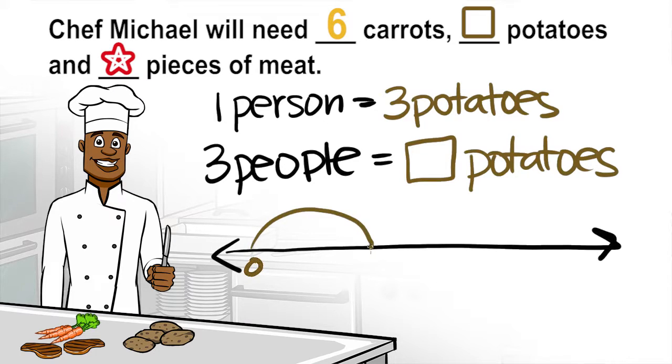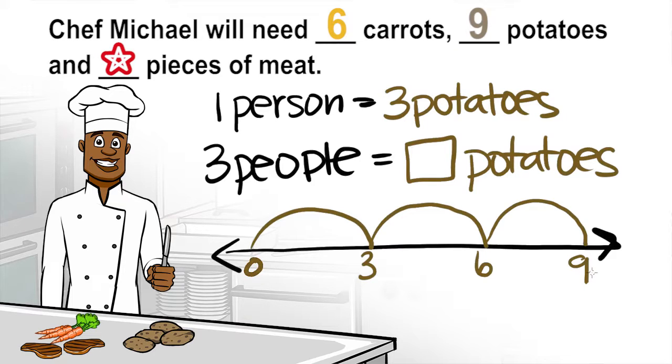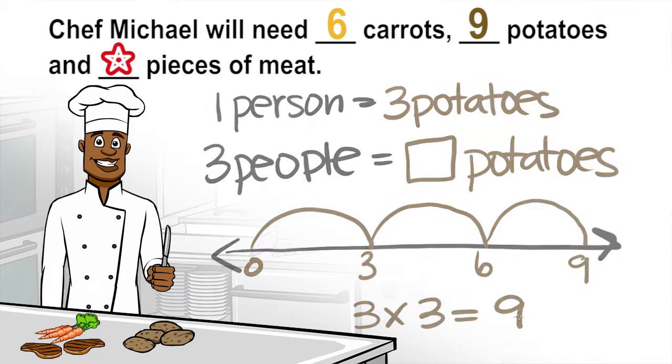The first jump gets me to 3. The second jump of 3 gets me to 6. The final jump of 3 gets me to 9. Or Chef Michael will need 9 potatoes to feed 3 people. I can represent this with the equation 3 times 3 equals 9.